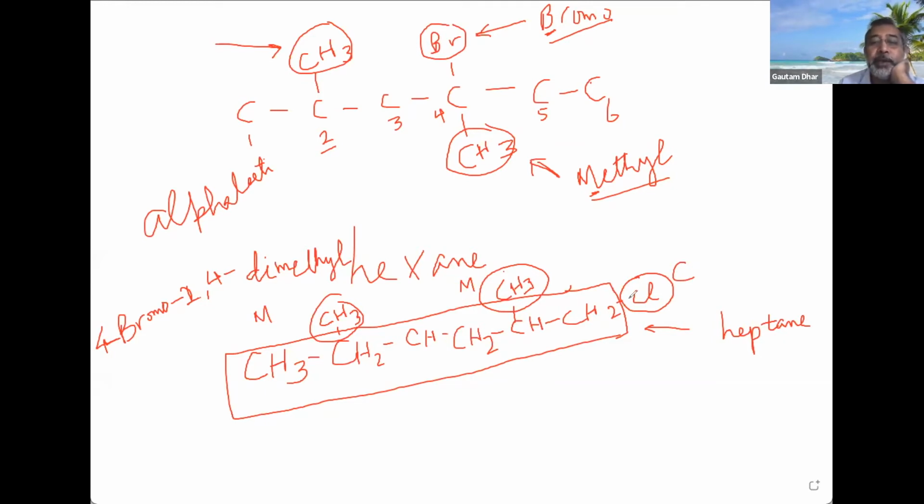Where do you start the numbering, from the left or the right? From the left, the methyl is getting number two. But if you start from the right, the chloro gets number one. So we will start from the right. One, two, three. Okay, hold on.